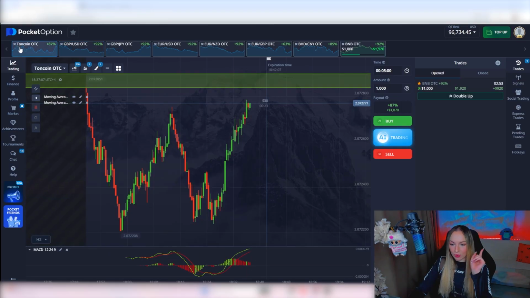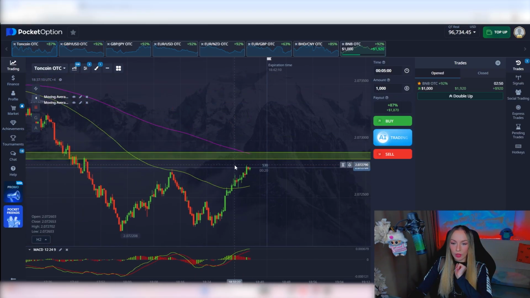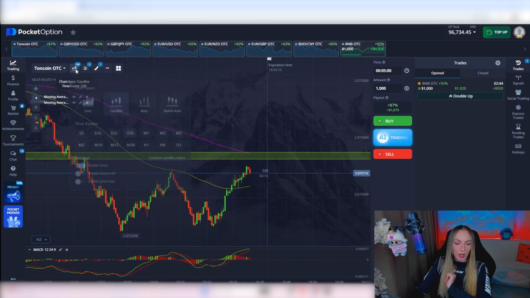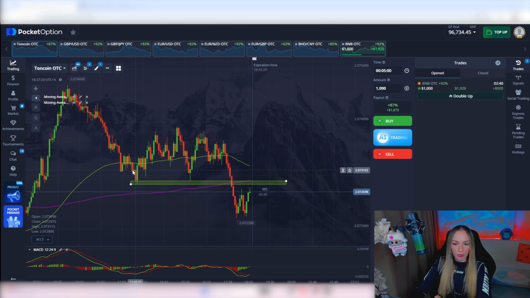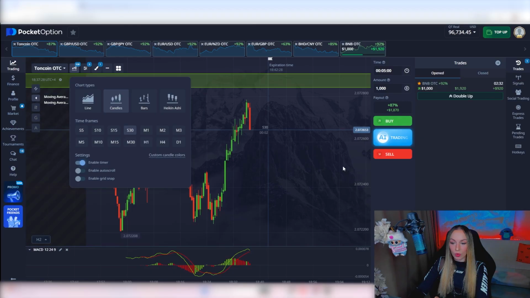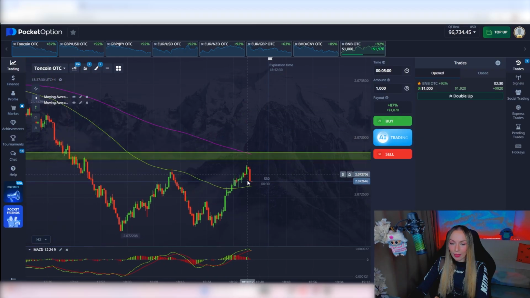Also, my eyes right now are on TONCOIN, because TONCOIN is touching right now the resistance level. Yeah, look here, quite strong. We will see. I want to open the trade in the downward direction on this, and look, it starts going down. Seems like soon we're going to enter.